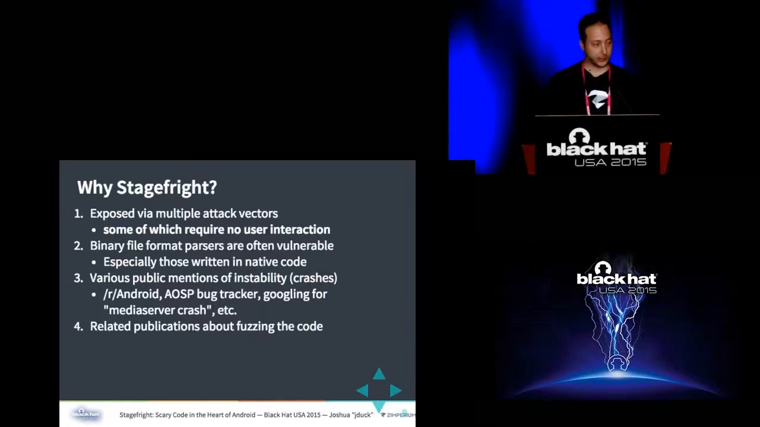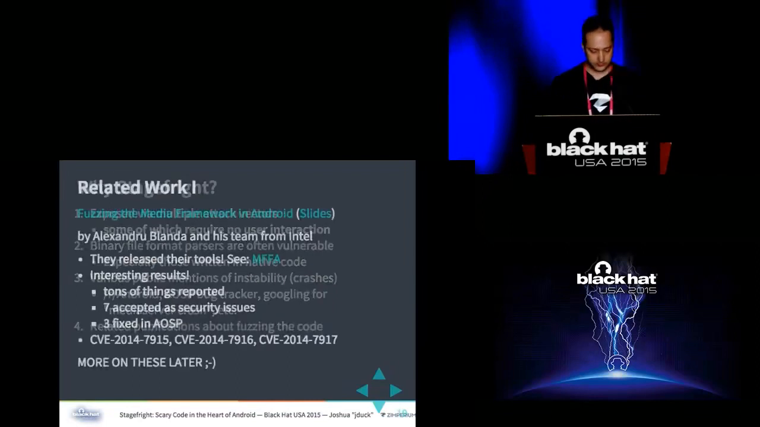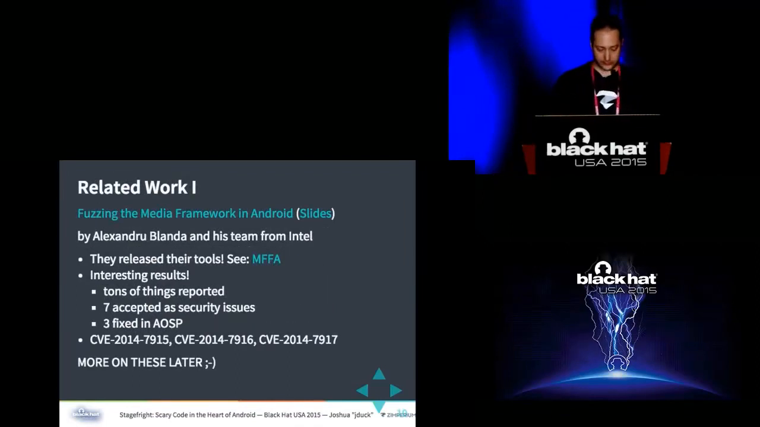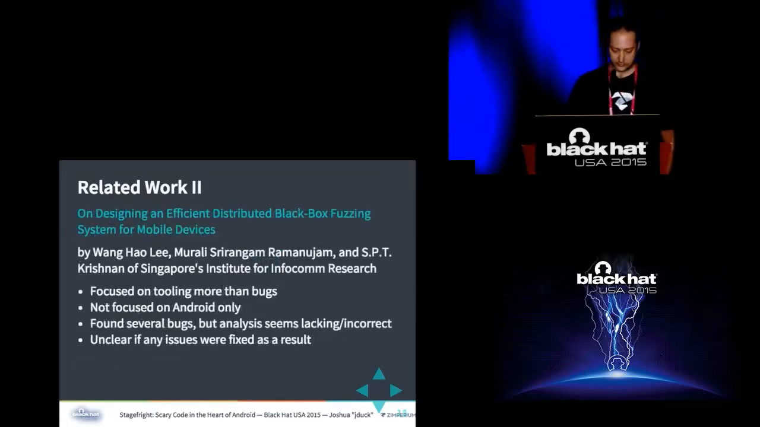And also recently there were some related publications about fuzzing this media code. I'm just going to go through these quickly. There was related work here in April published by Alexandru Blanda and his QA team from Intel. They released their code. It's out there. One of the interesting stats from their presentation was they fuzzed the media stuff, and they ended up with 11.5 terabytes of corrupt media files that would crash this code. They reported all of that stuff in some form to the Android security team, who they said accepted 7 security issues, but I only saw 3 ever get fixed, and we'll talk about those a little bit later.